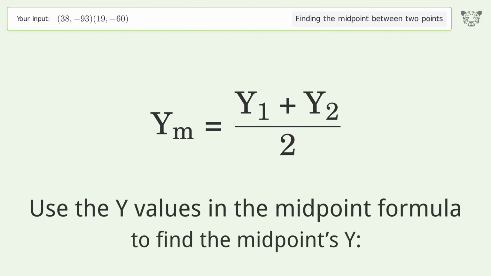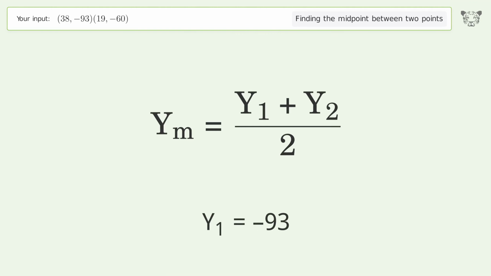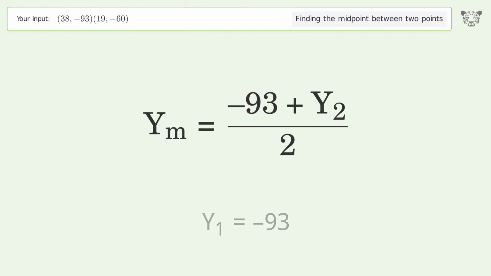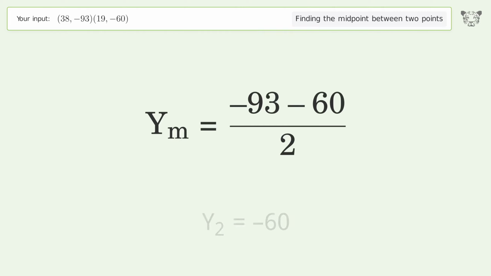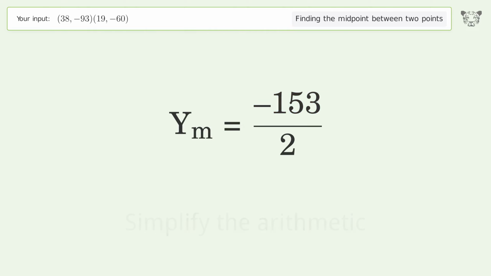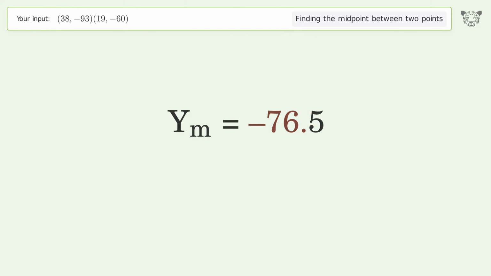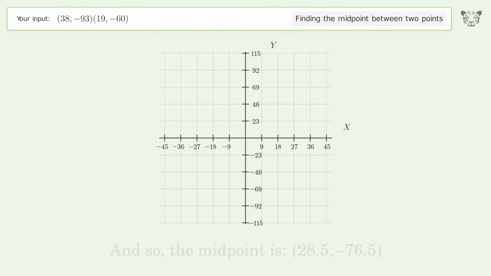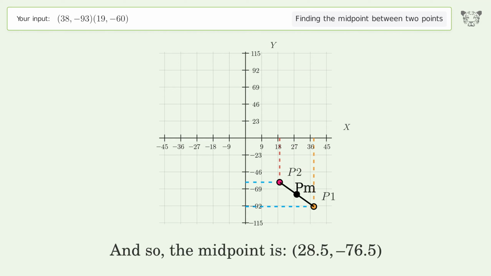Use the y values in the midpoint formula to find the midpoint's y. y1 equals negative 93. y2 equals negative 60. Simplify the arithmetic. And so, the midpoint is 28.5, negative 76.5.